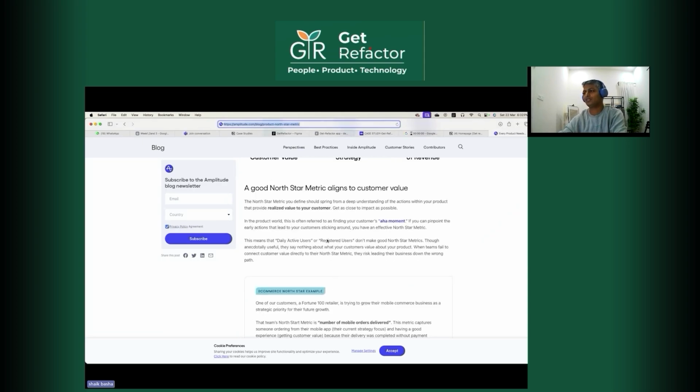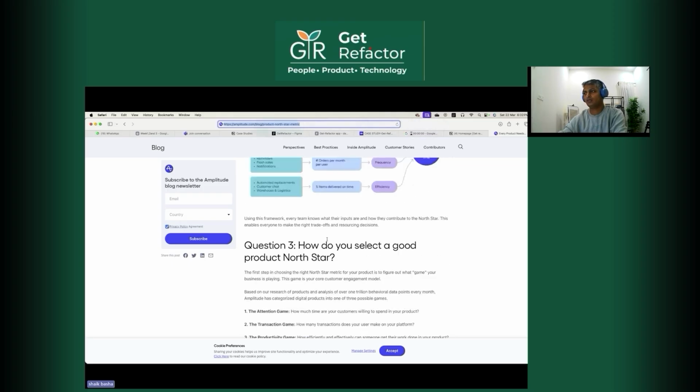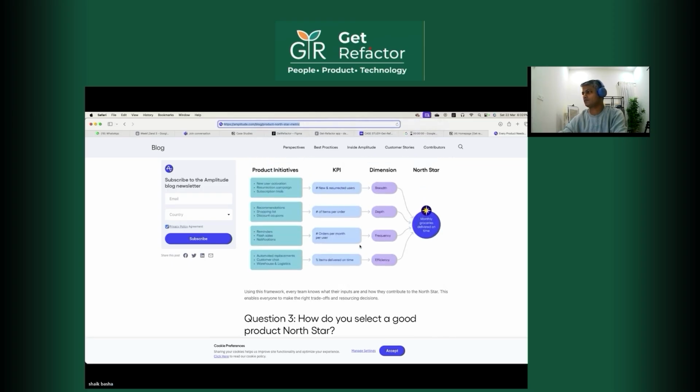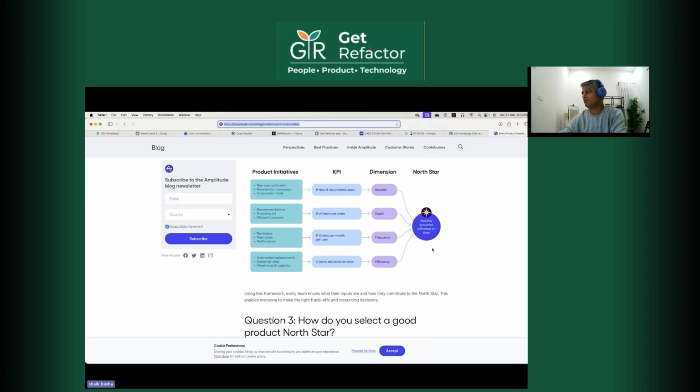So here is a blog about the North Star metric playbook, right? How does it matter? The important picture is this: how do you come up with a North Star metric? The product initiatives that you are going to take will have key performance indicators, with different dimensions. You pick breadth, depth, frequency, efficiency, all of this, so that together we can make one North Star metric. Why are breadth, depth, frequency and efficiency required?